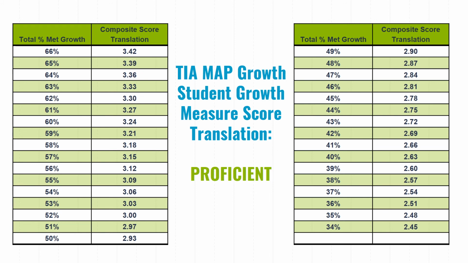If 58% of students meet their pre- and post-test growth expectation, then the translated TIA student growth score would be 3.18. If 40% of students meet their pre- and post-test growth expectation, then the translated TIA student growth score would be 2.63.